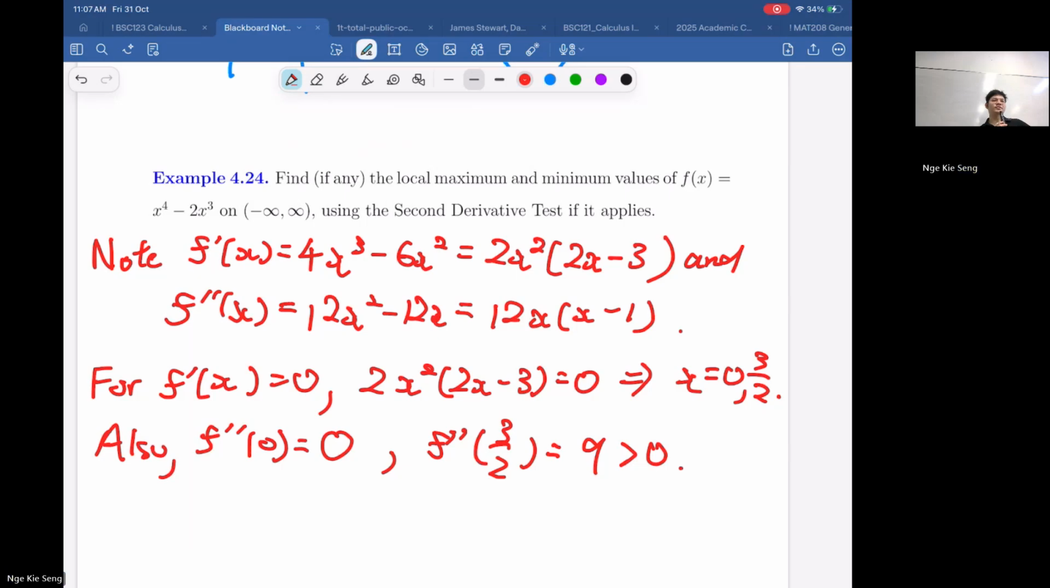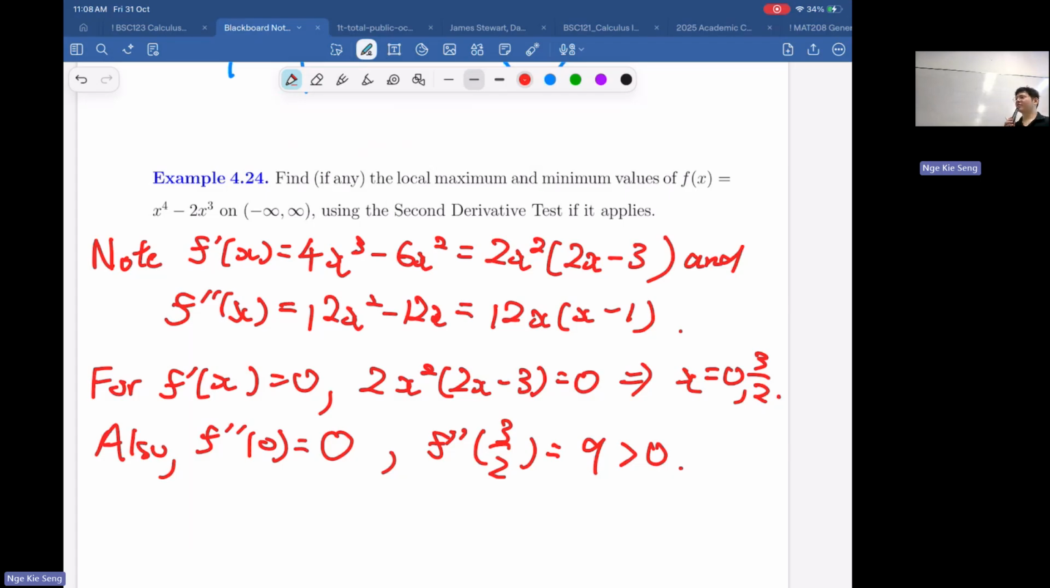Alicia, your second derivative is 0. Is it a local maximum or minimum? Most probably it is an inflection point.